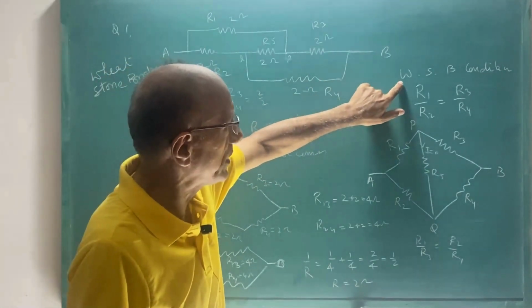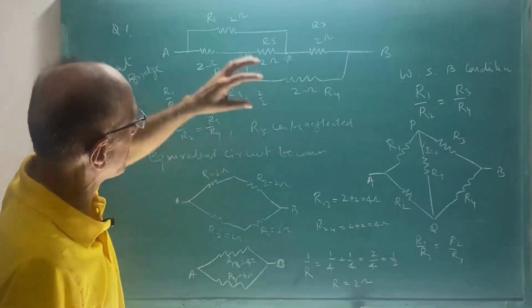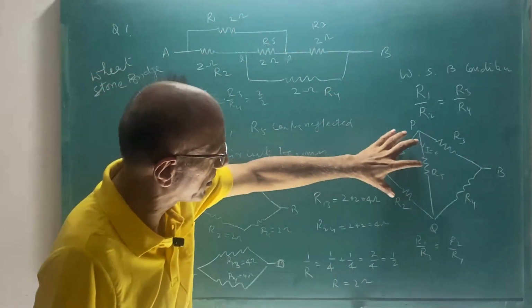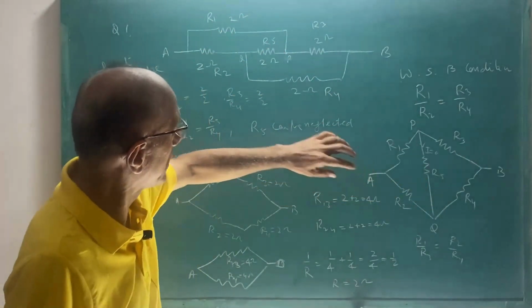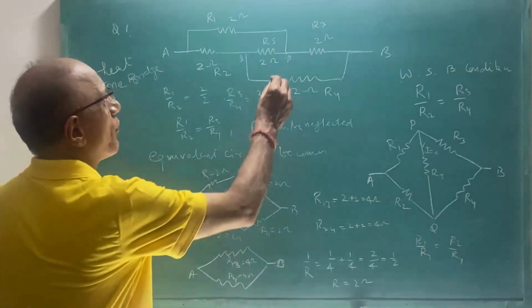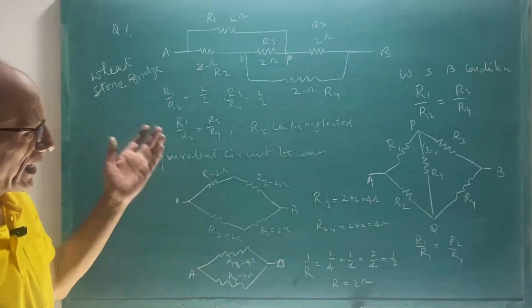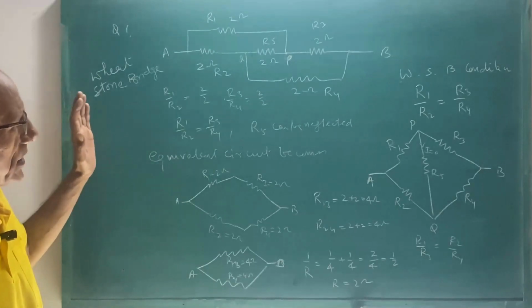So what is the Wheatstone bridge condition? This Wheatstone bridge combination can be redrawn this way. R1 is connected from A to P. Let us give this point as P and this point as Q.